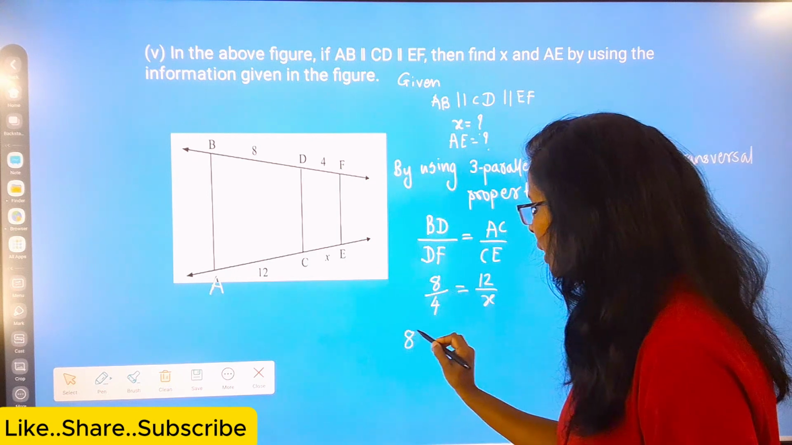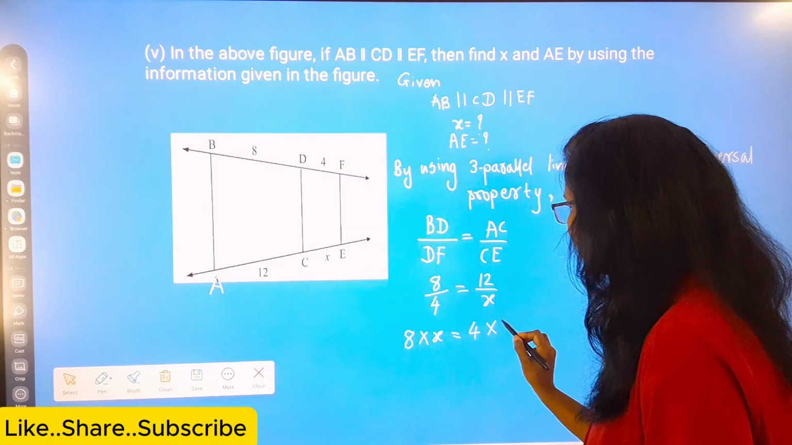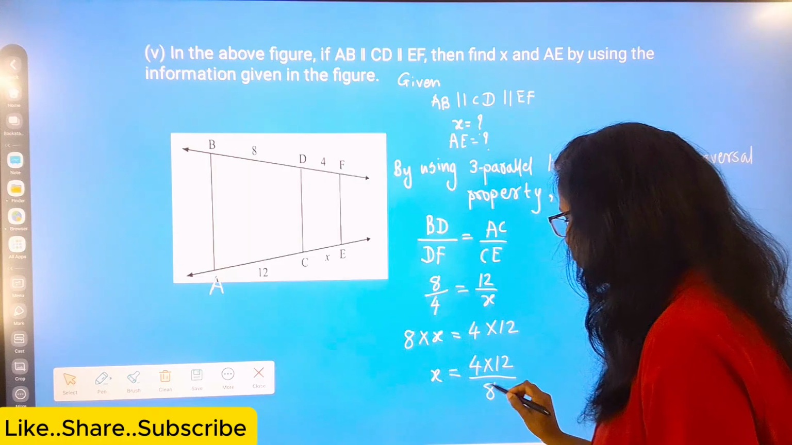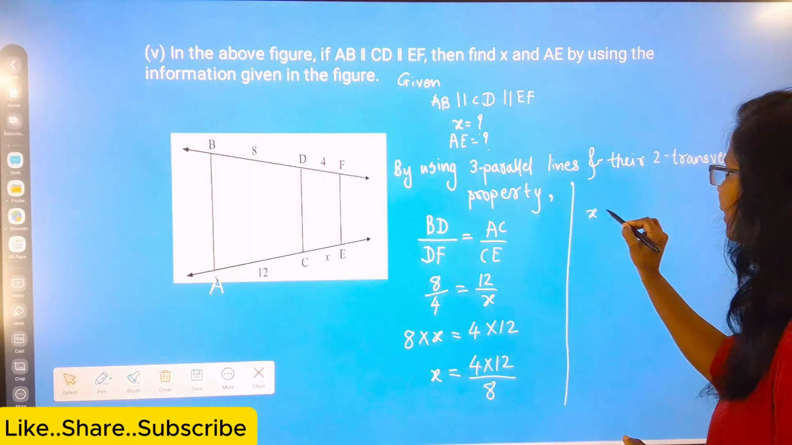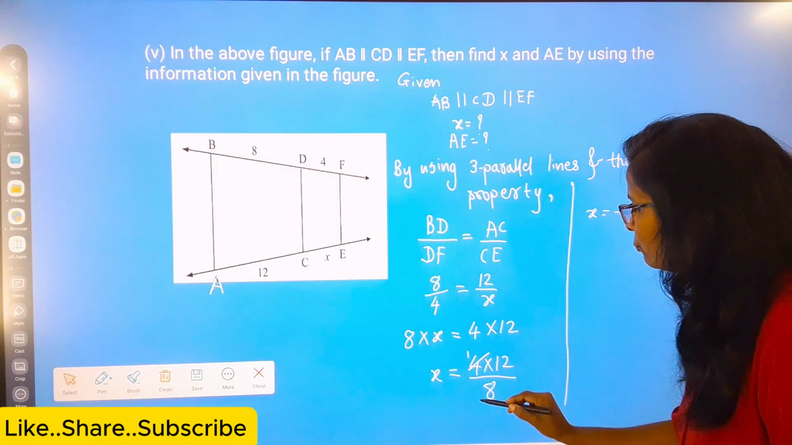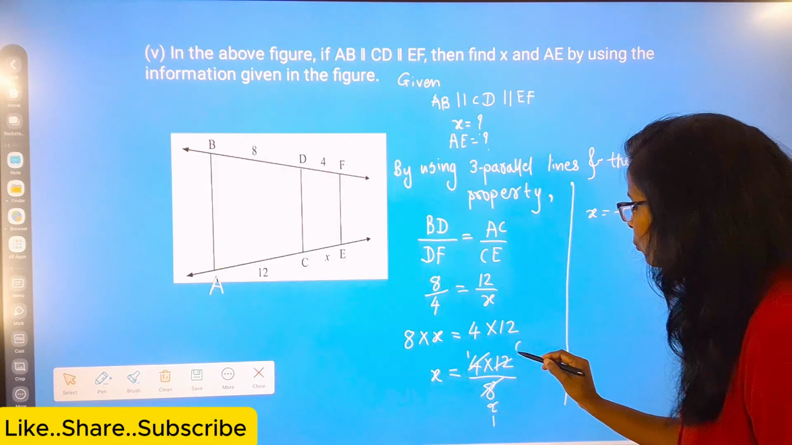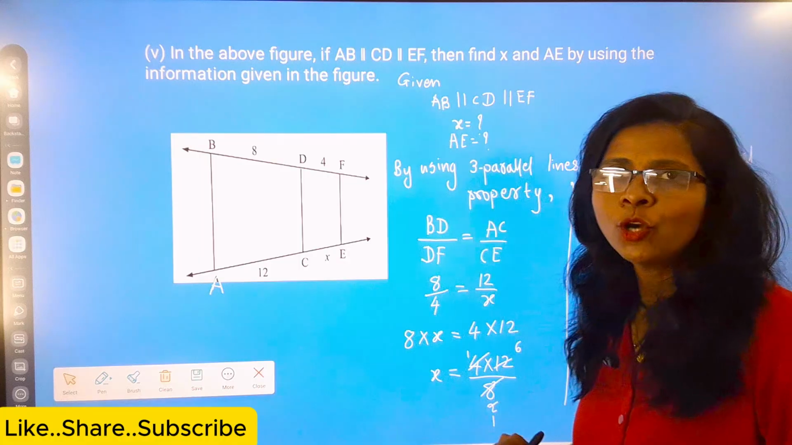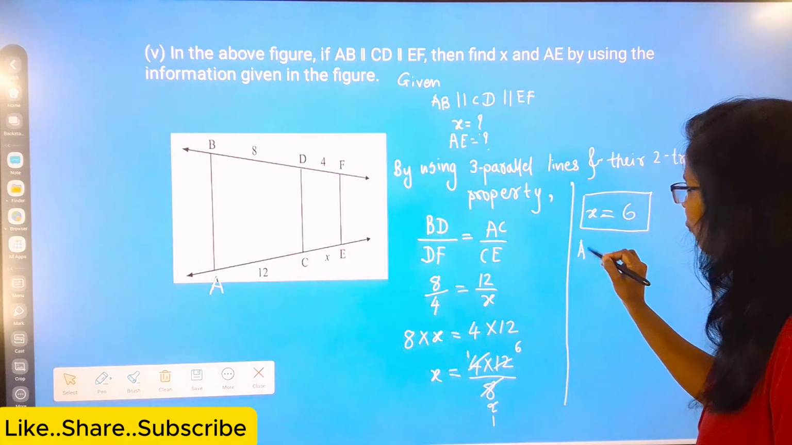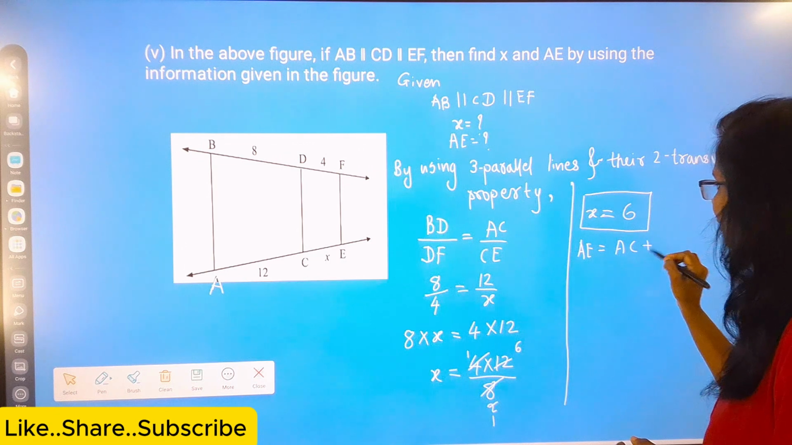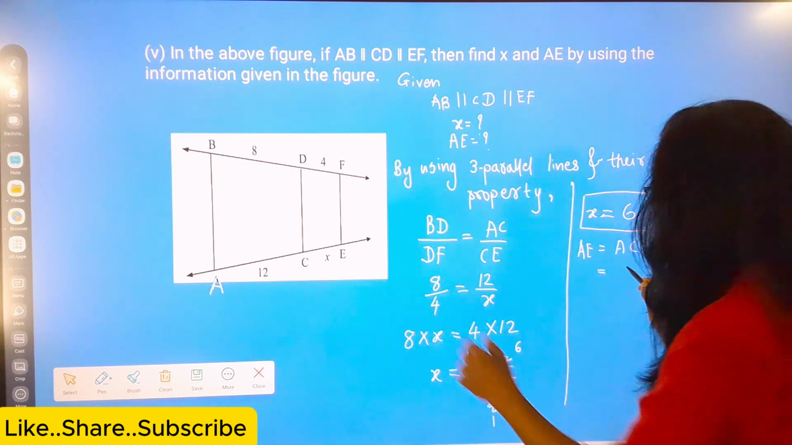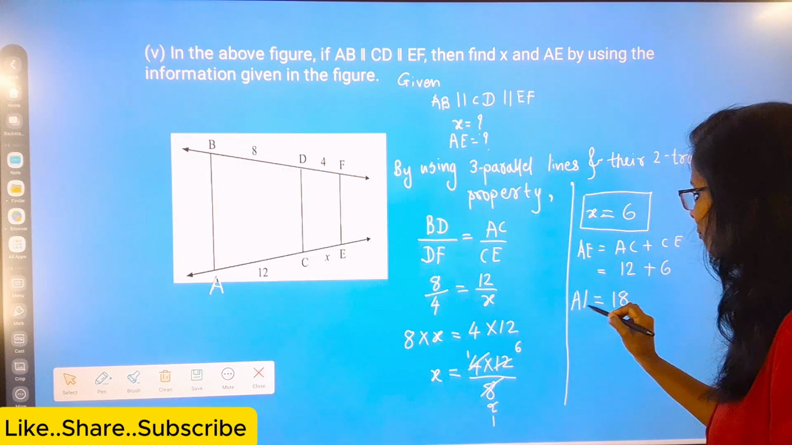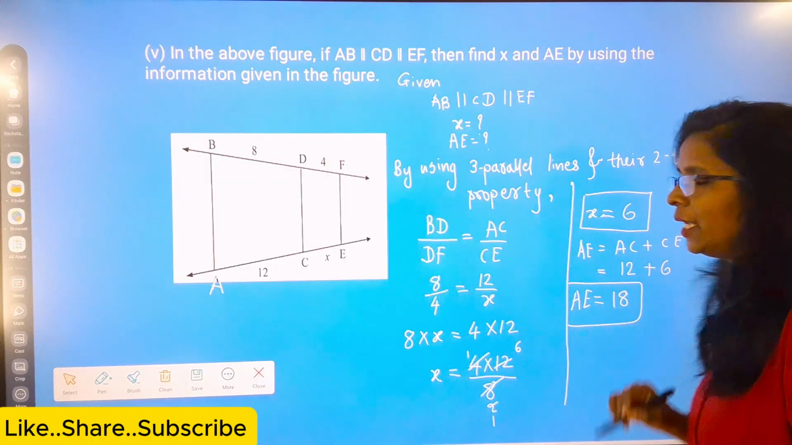So here 8 multiplied x is equal to 4 multiplied 12. So x is equal to 4 multiplied 12 upon 8. Simplifying this, 4 ones are 4, 4 twos are 8, 2 sixes are 12. So x is equal to 6. So we get the value of x. Now the AE, how is AE made up? The AE is made up of AC plus CE. So AC is 12 plus x is 6. So 18. So AE is equal to 18.